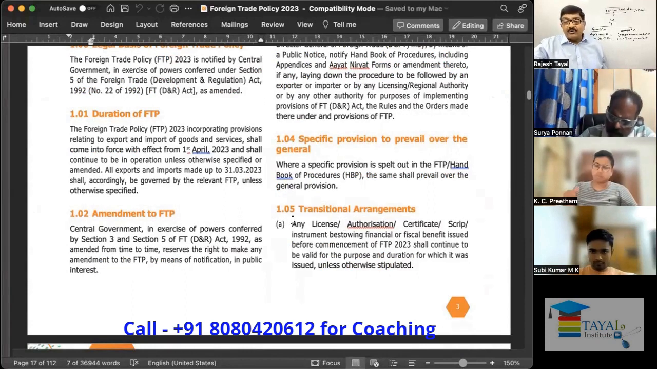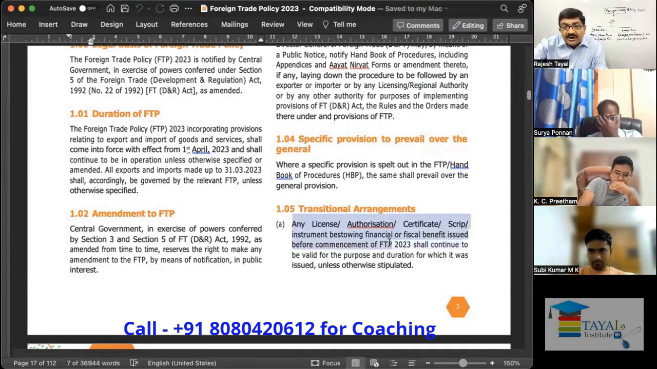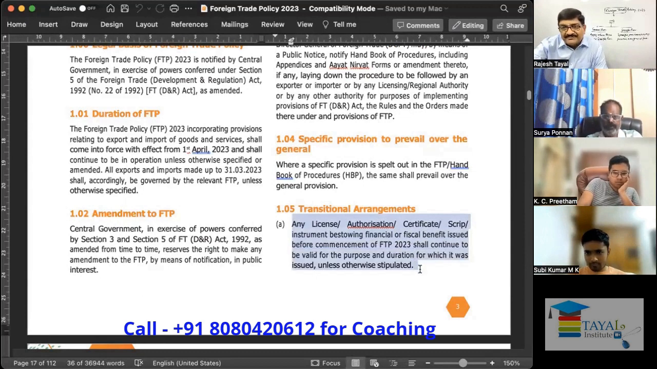Okay? Then point number 5, they talk about the transitional arrangements. As of now, this is relevant. Otherwise, we omit this one, transition provision. But today it is relevant. As of now, it is applicable, and those who are preparing for interview, please keep this in mind. This is a very important point. Any license, authorization, certificate, scrip, instrument, vesting, financial benefits issued before the commencement of FTP 23 shall continue to be valid for the duration for which it was issued, unless otherwise stipulated.